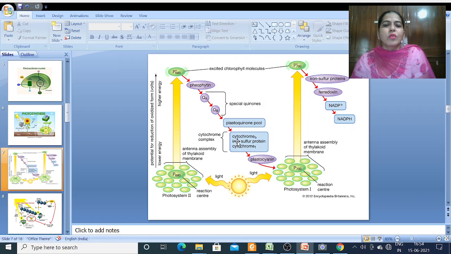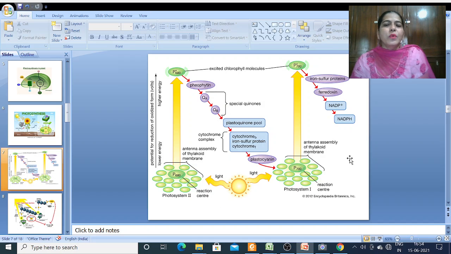So this is the cytochrome complex, which is then taken up by plastocyanin. Plastocyanin gives its electron to P700. This is also excited by the sunlight. Then P700 gets excited and its electron is taken up by the iron sulfur proteins, followed by ferredoxin, and the final electron acceptor in this system is NADP positive, and then it forms the NADPH.